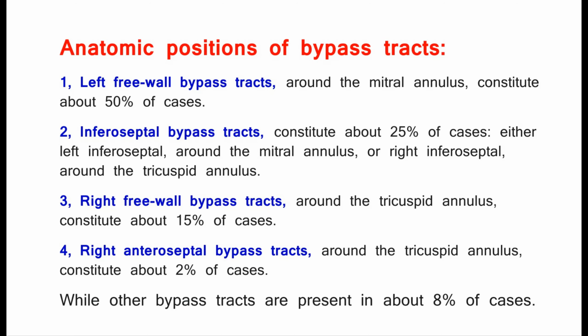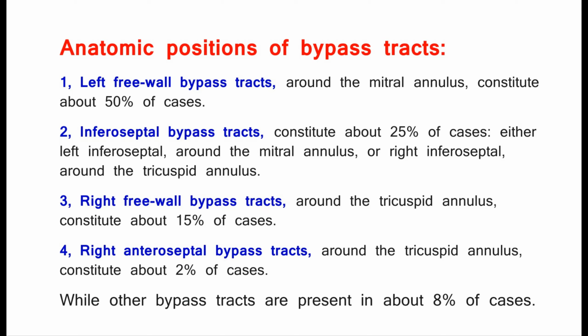Anatomic positions of bypass tracts. 1. Left free wall bypass tracts, around the mitral annulus, constitute about 50% of cases. 2. Inferoseptal bypass tracts constitute about 25% of cases, either left inferoseptal, around the mitral annulus, or right inferoseptal, around the tricuspid annulus. 3. Right free wall bypass tracts, around the tricuspid annulus, constitute about 15% of cases.